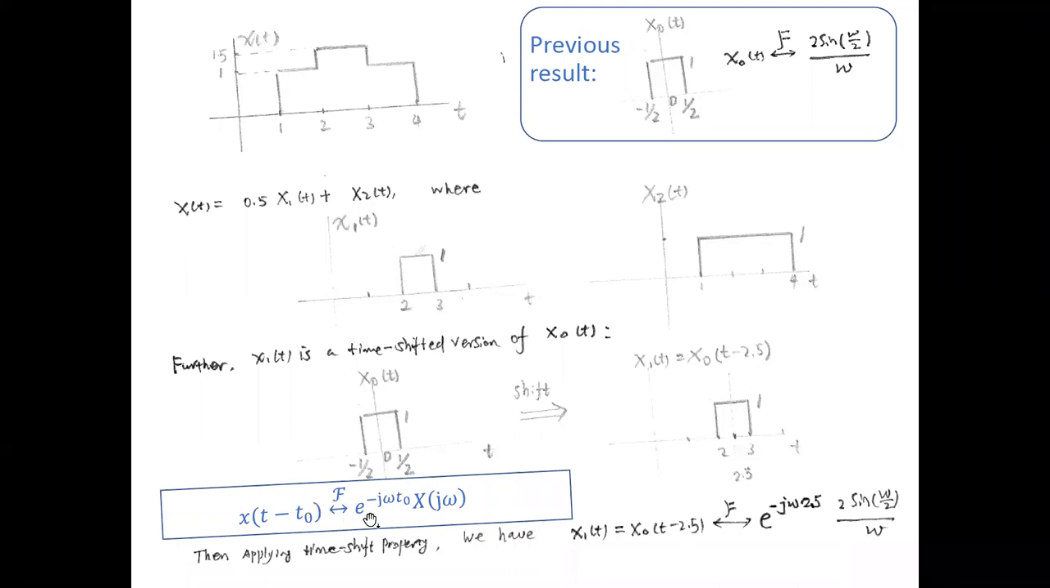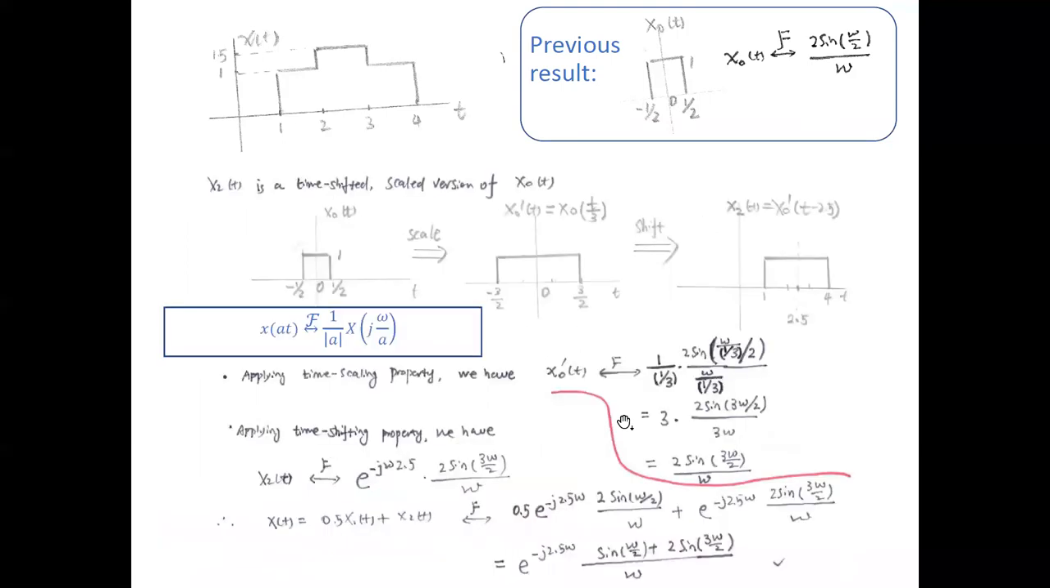Here we can apply the time shift property with the shift t0 equal to 2.5 in this particular case. So the Fourier transform of x0, which is capital X(jω), is already known from the previous result, so we just copy it down. After shifting by 2.5, there's just a multiplication by an additional exponential e^(-jω·2.5). Don't forget that ω is the variable that we need to keep in the exponential. Okay, this is the Fourier transform of x1(t).